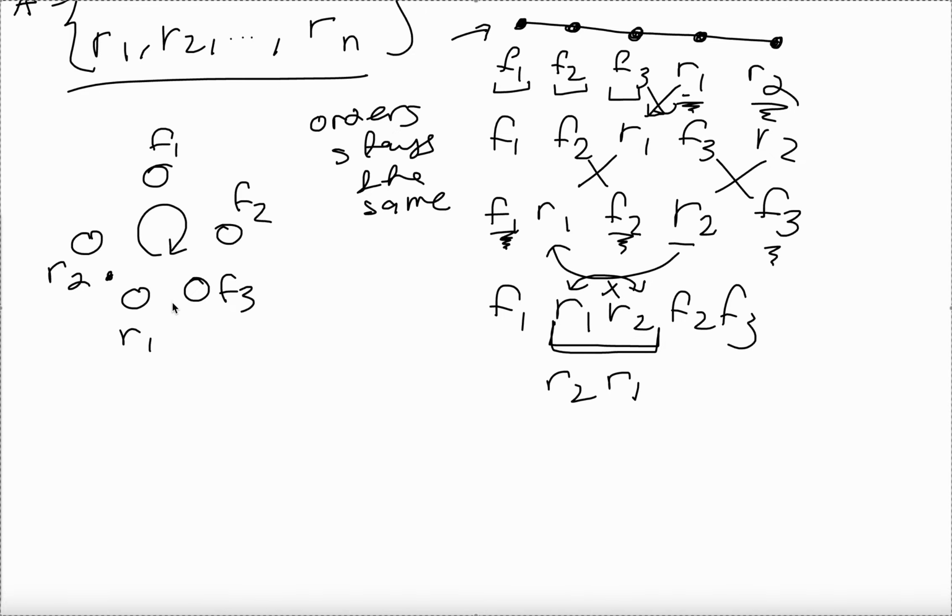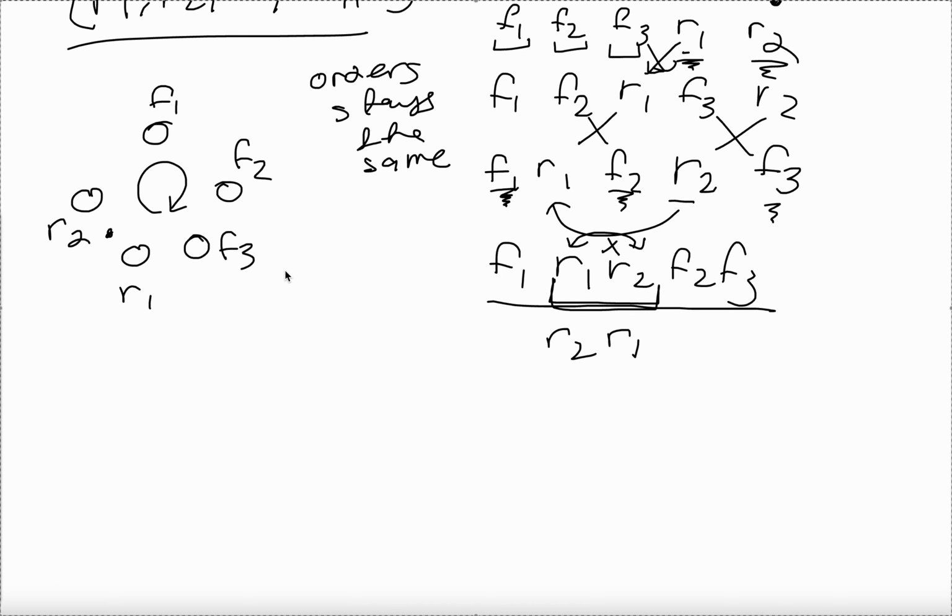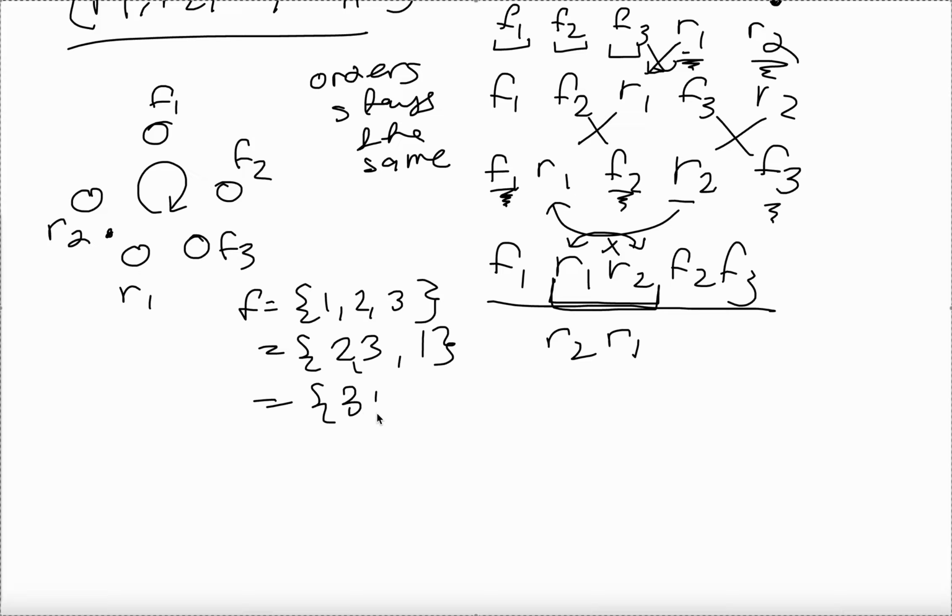But what we can see here in a circle is that it's not the order that stays the same, but it's sort of like the permutation that stays the same. So speaking of the F's, we can have 1, 2, 3, or 2, 3, 1, or 3, 1, 2. We cannot have 2, 1, 3.